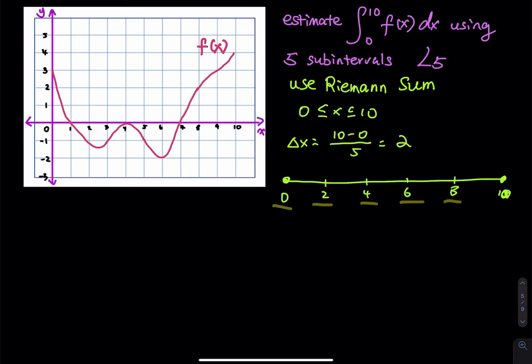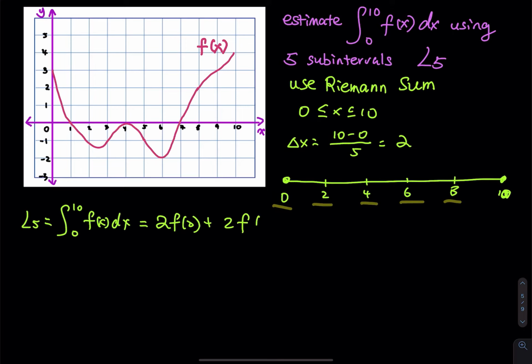The math is we have L5 equal to the integral from 0 to 10 of f of x dx. This is called a definite integral. So that is delta x. The delta x is always equal to 2. And then we multiply by f of 0, and then delta x times f of 2, delta x times f of 4, delta x times f of 6, and then delta x times f of 8. Alright, and then let's get the value.